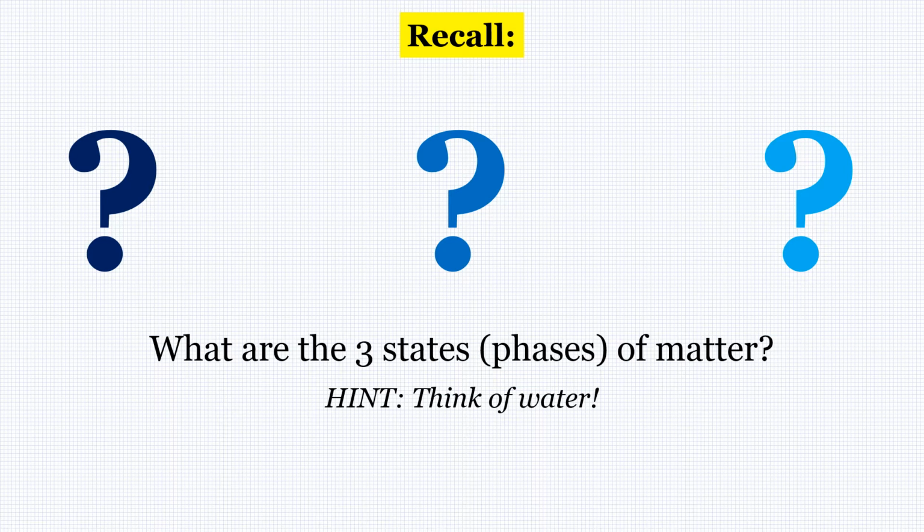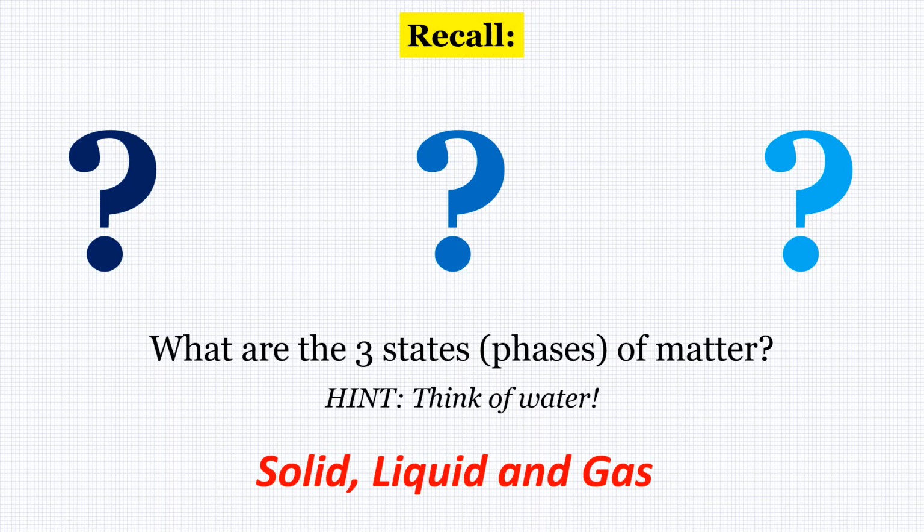Let's begin by reviewing the three states or phases of matter. And think about water here. So there are three different states that water can be in. Ice is the solid form of water. Liquid is the form of water that we drink. And then gas is the vapor form of water. So think of steam in your shower.